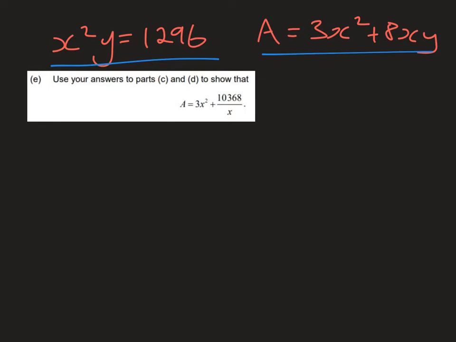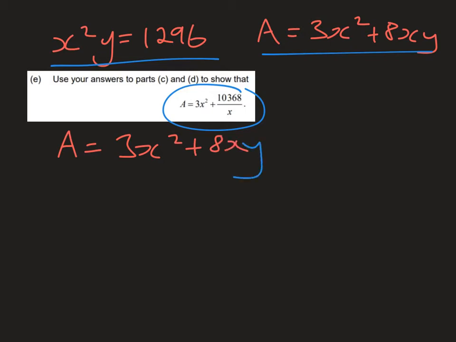And we need to somehow use that information to show that the surface area A can be expressed as 3x squared plus 10,368 over x. So if we look at what we've got already, we're trying to find an expression for the area. So let's start by looking at what we've got. We know our current expression is A equals 3x squared plus 8xy. Now we can see that the answer we're trying to get to is an expression given in terms of x. So somehow we want to express this y in terms of x, and we can see we've actually got an expression here which enables us to do that.